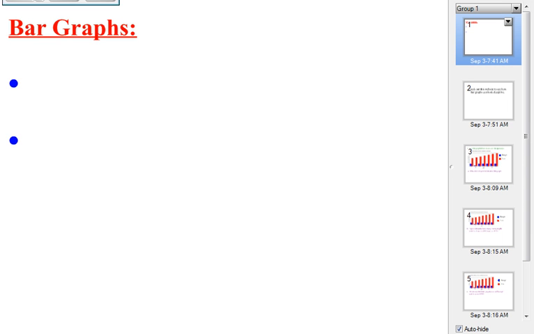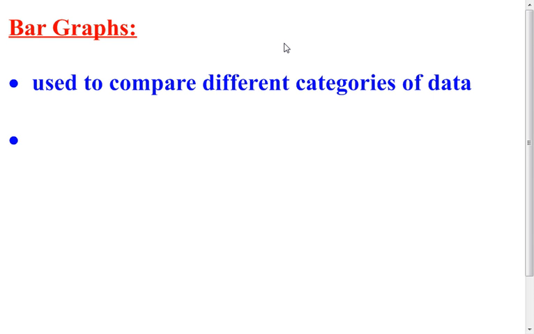In this lesson, we will be looking at data that has been displayed in bar graphs. First of all, we want to talk about when bar graphs are used. Bar graphs are used to compare different categories of data. Categorical data would be data that you would put into categories by a word, not by a number.